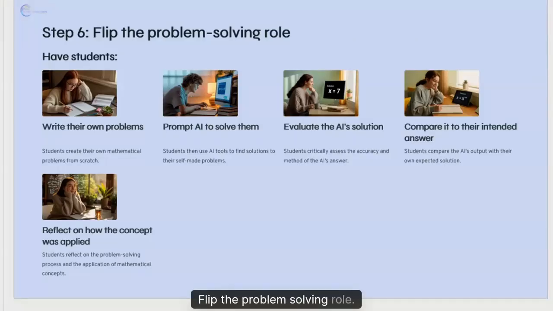Flip the problem solving role. Instead of always solving problems given to them, ask students to write their own problems, then prompt AI to solve them. Evaluate the AI solution, compare it to their intended answer, and reflect on how the concept was applied. Now they're operating at the designer level. Cheating here? Not so easy. There's too much critical thinking involved.